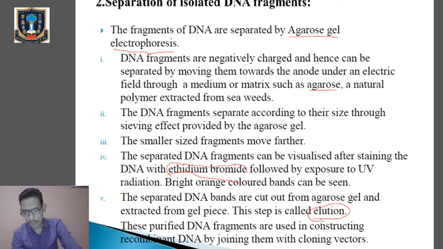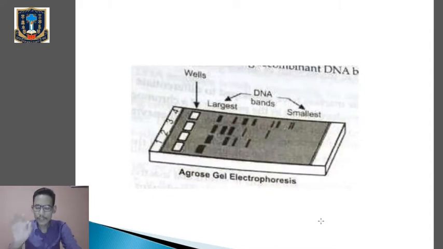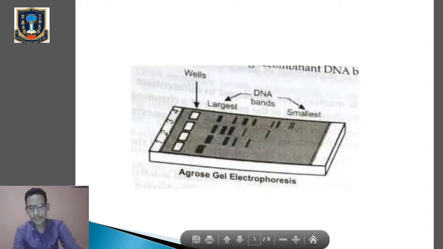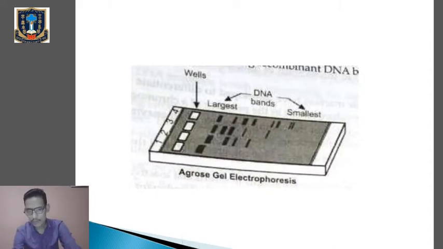These purified DNA fragments will be utilized for constructing the recombinant DNA by joining them with the cloning vectors. So what we are doing in agarose gel electrophoresis, this is the figure of agarose gel electrophoresis. You can see the wells over here. From these wells we put the sample that contains the fragments of DNA. The DNA is negatively charged, so with the help of the electrical field we place an anode having a positive charge. The negatively charged DNA will be attracted towards the positively charged anode.